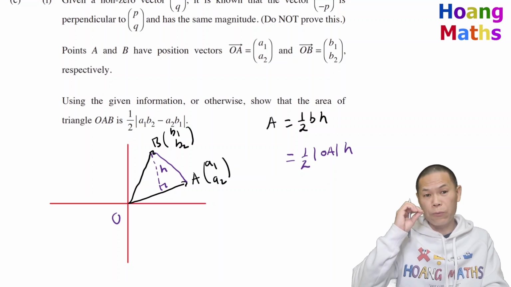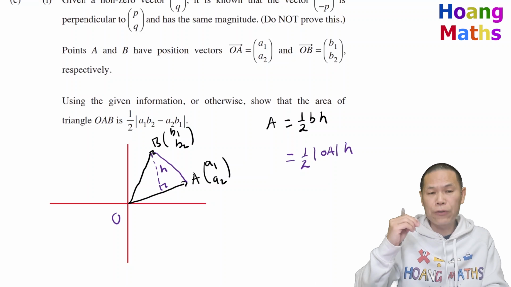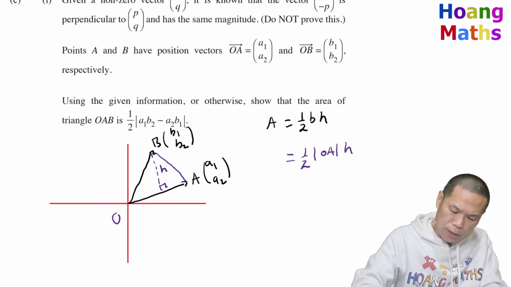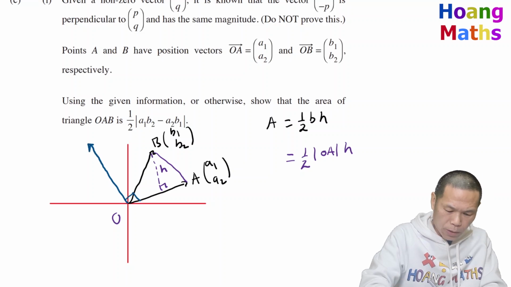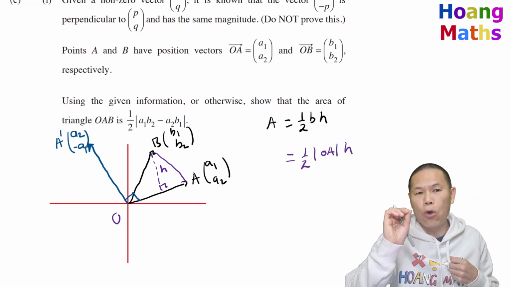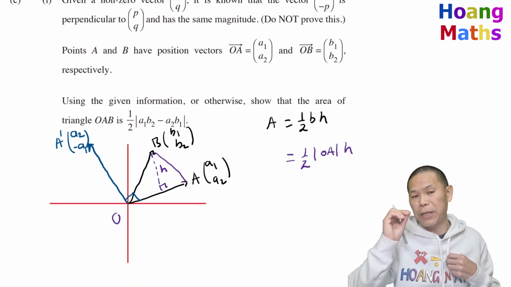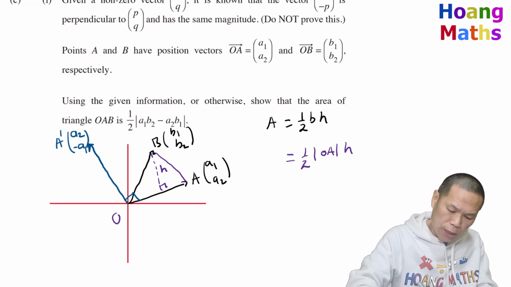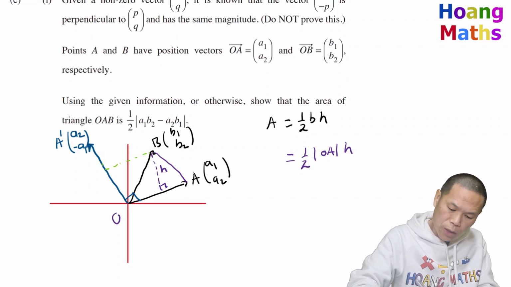We can construct a vector that is perpendicular to OA and has the same magnitude. So we can construct a vector that is perpendicular to A. So this is A prime, that is A2 and negative A1. And if we project vector OB onto vector OA prime, it will give us the perpendicular height, because if we project OB on here, that will give me something like that. It's the same magnitude as H.